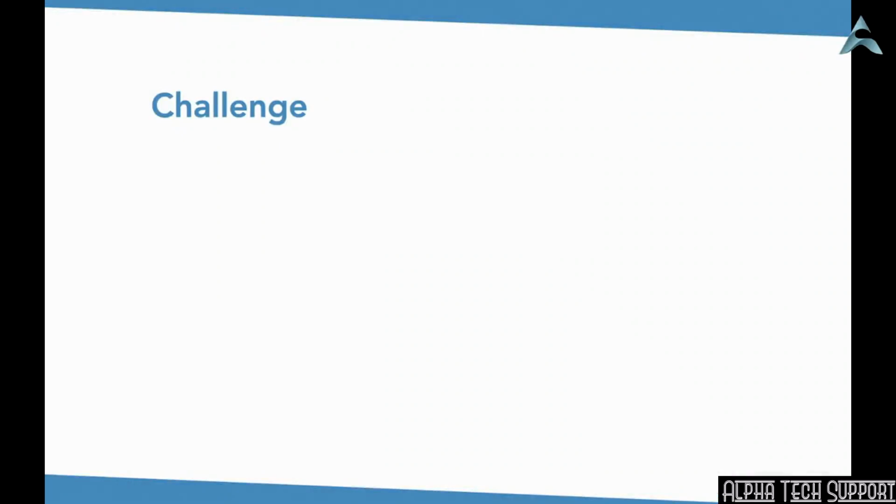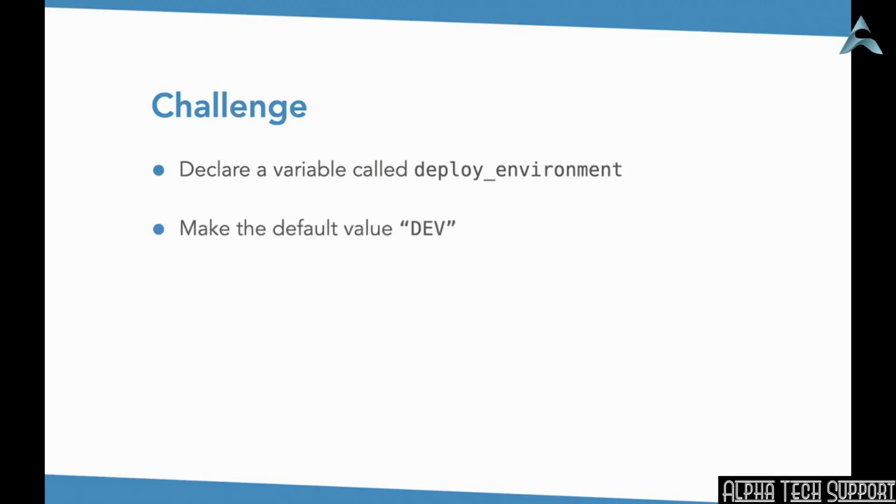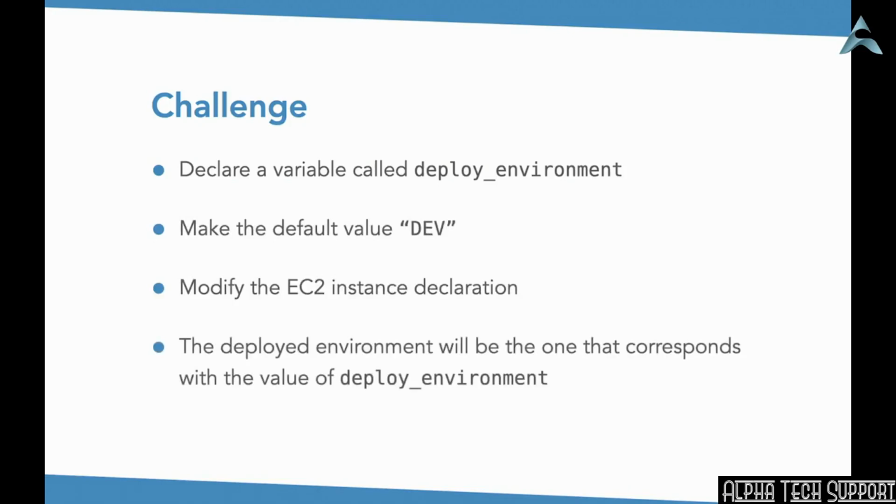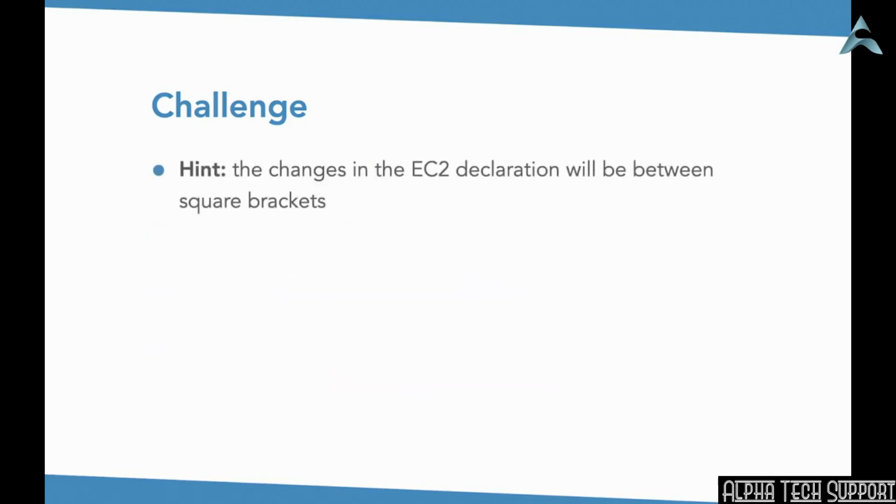Here are the requirements. Declare a variable called deploy_environment, give it a default value of DEV, and then modify the EC2 instance to use the value of deploy environment. Here's a hint. The changes you'll need to make to the EC2 declaration will be between square brackets. Pause the video and see if you can make the change. Then generate a plan with terraform plan. Don't worry about deploying, just see if you can generate the plan and display it. When you're done, return to this video and we'll walk through the changes together.